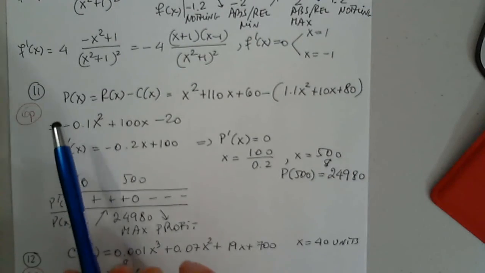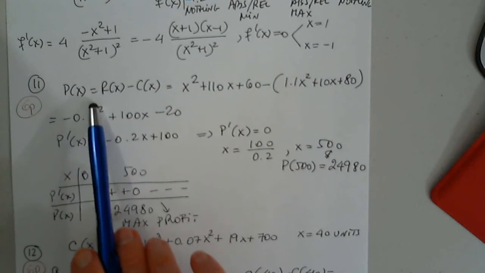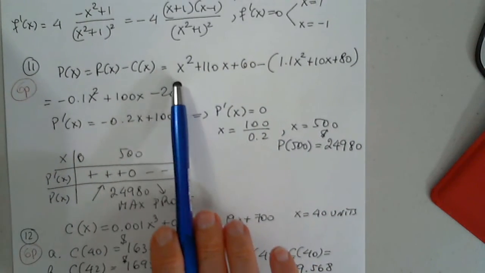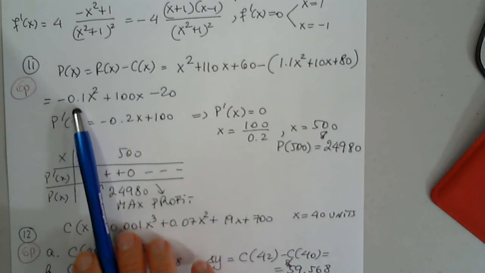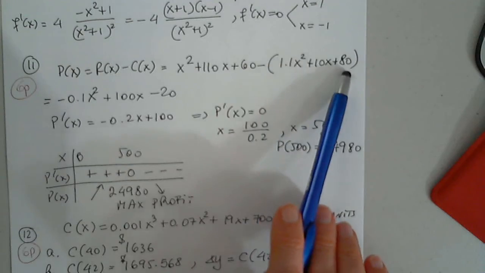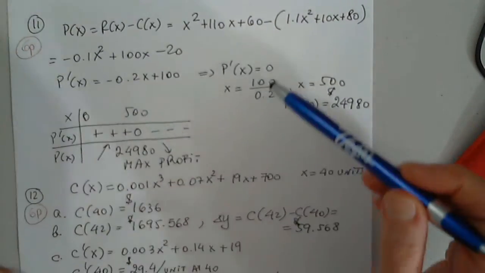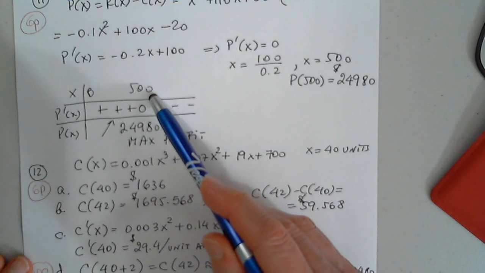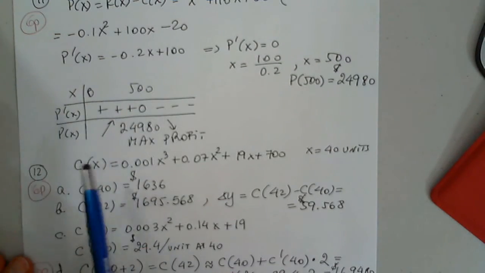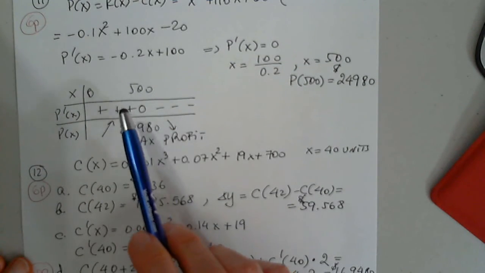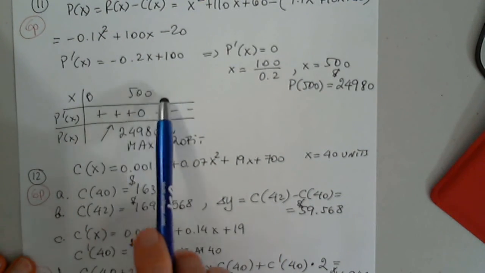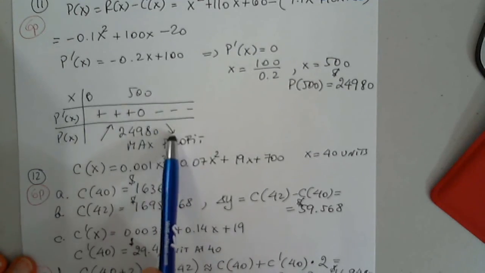Here we're asked to determine the marginal revenue. So we determined the profit as the revenue minus the cost, and x squared minus 1.1x squared is this. 110x minus 10x is 100x, and 60 minus 80 is negative 20. I differentiated, I set it equal to 0, and I got x equals 500. We were asked to find the maximum profit, not just the marginal profit. And this is a typical situation because if you plug in 0 here, you will get positive, and outside after that it is negative. So this is typical for a maximum.